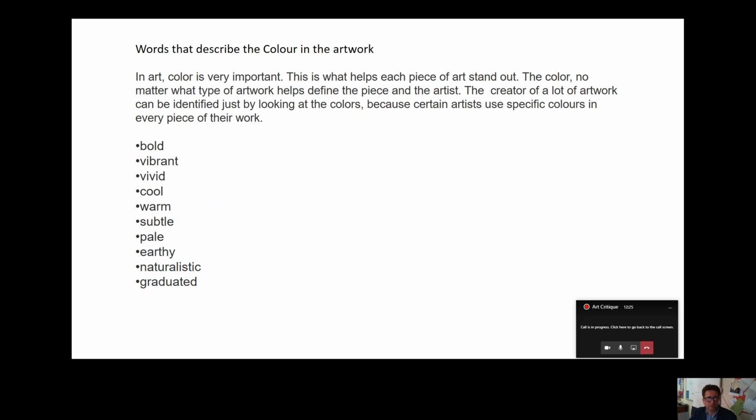Colour's very big with Francis Bacon, of course. We could look at it: are there bold colours there? Are any of them vibrant? Are they dramatic? Warm, pale? Think about words that could describe the colour in his work.